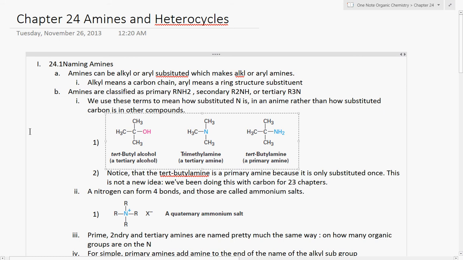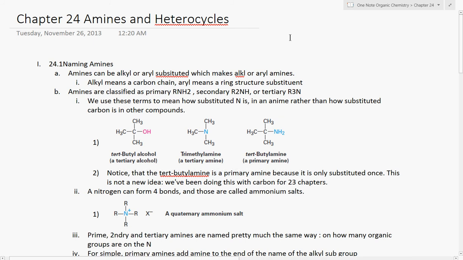In this video, we will be going over amine nomenclature from my notes, and then we'll do a whole bunch of practice problems. So, naming amines. Amines can be alkyl or aryl substituted, which makes alkyl or aryl amines. So, alkyl means a carbon chain, aryl means a ring structure substituent.